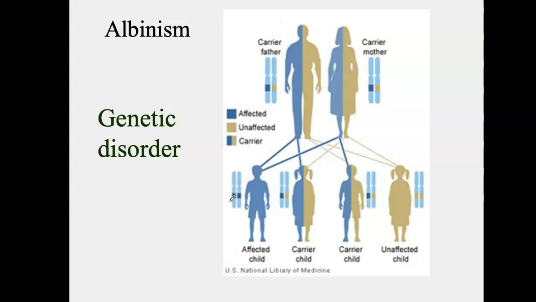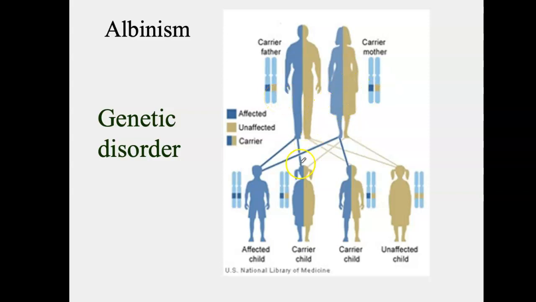People always ask me about albinism when this comes up, about being albino, and that's a genetic disorder. So I threw this slide in. If you had, for example, a carrier father, like on one of his chromosomes, he had the blue, right? And the mom also on one of her chromosomes had the gene here, but it's not dominant. So the mother would be a carrier but wouldn't have albinism, and neither would the dad.